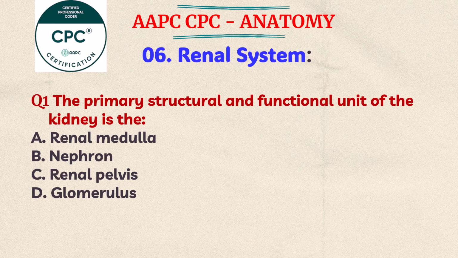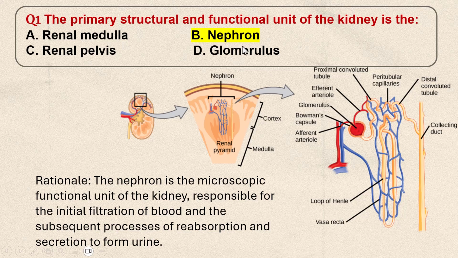Question number 1. The primary structural and functional unit of the kidney is the A. Renal medulla, B. Nephron, C. Renal pelvis, D. Glomerulus. Think the answer. The correct answer is B. Nephron. When you look at the kidney, you can see there are thousands of nephrons. The nephron is the microscopic functional unit of the kidney, responsible for the initial filtration of blood, and the subsequent processes of reabsorption and secretion to form urine.